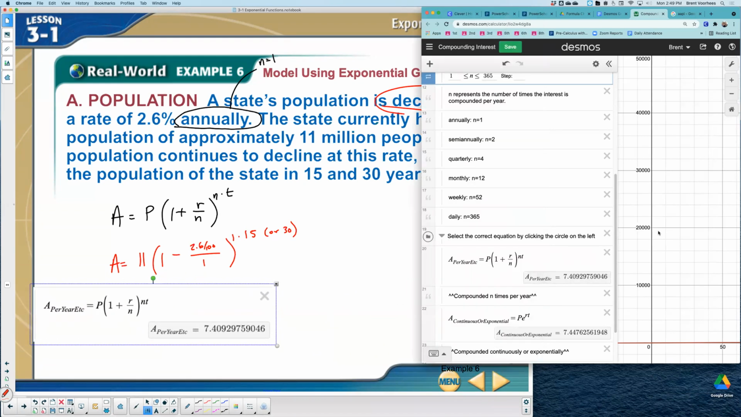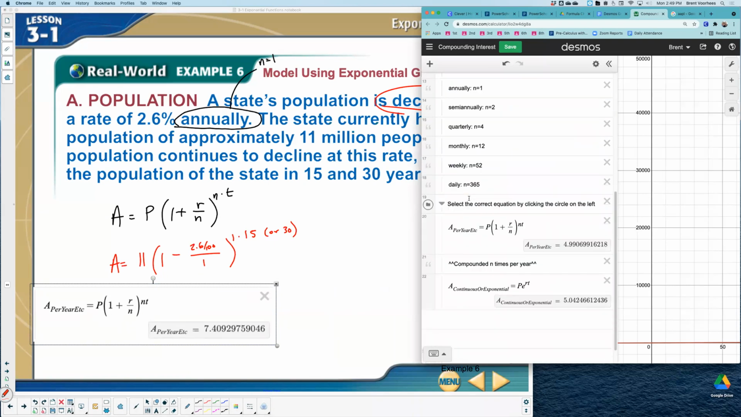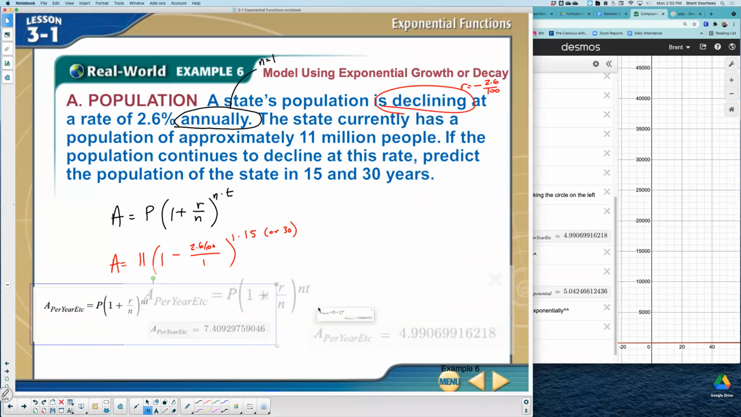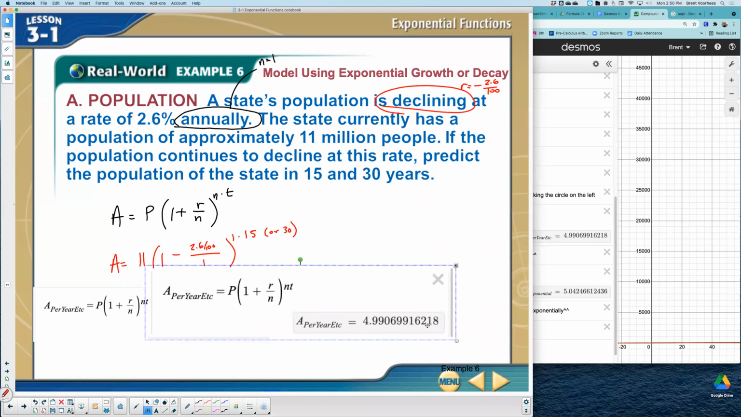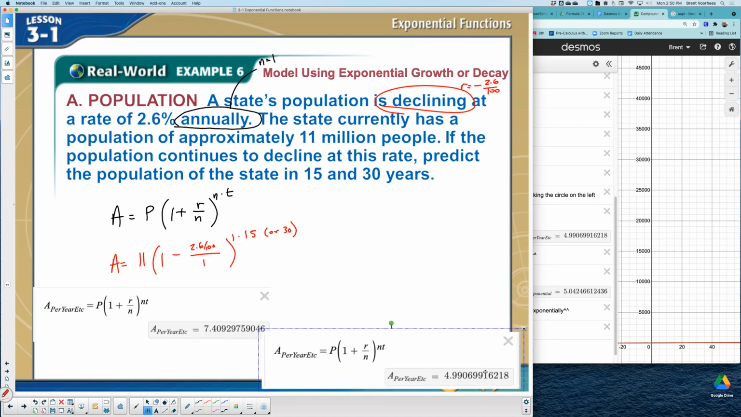And if I did this a second time, all you'd have to do is change the years to 30 to see what's the population after 30 years. And it would be just under 5 million. So this population, you can see, is quickly decreasing. So this is after 15 years. And this is after 30 years.